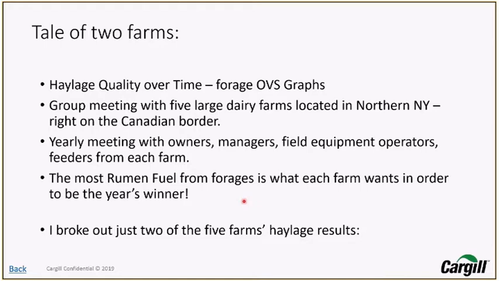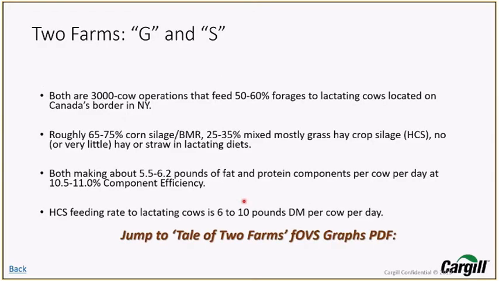What I've done here is just broken out 2 of the 5 farms and looked at their haylage results. So the 2 farms, we'll call them G and S. Both are 3,000 cow operations that feed about 55% forages, and like I said, they're located up north in northern New York. About 2/3 to 3/4 of their forage is going to be corn silage or BMR. About 25-35% is going to be a mixed, mostly grass type of hay crop silage. Very little hay or straw in these diets.